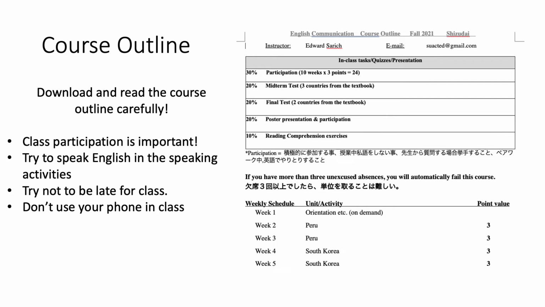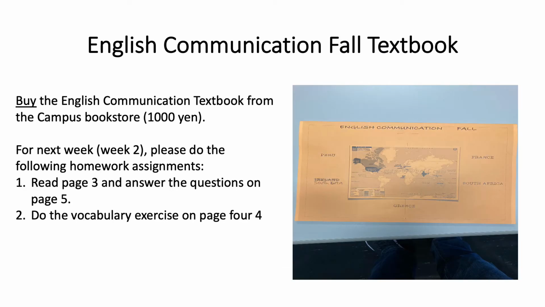Okay, let's move on. We have the EC2A textbook that you need to buy. If you haven't gotten it already, please get it from the campus bookstore. It should be about 1,000 yen. For next week, week 2, I'd like you to prepare the first unit. So just read page 3 and answer the questions on page 5. And please do the vocabulary exercises on page 4.